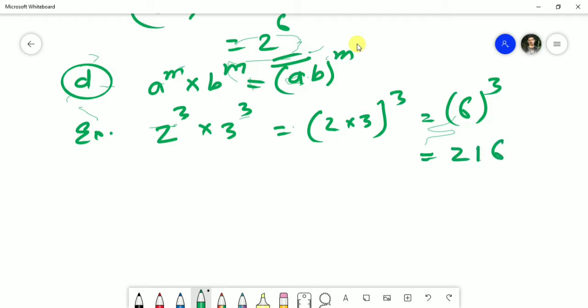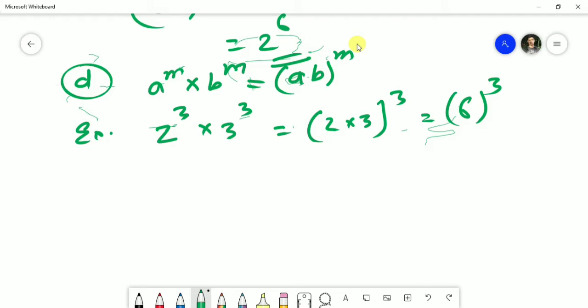6 cube you know is 216. Okay, so we don't have to write the number. I'm not going to multiply. 6 cube means you have to multiply 6 into 6 into 6. If they ask you to find the value, then you have to multiply. If they don't ask you to find the value, then you can just leave it as it is.